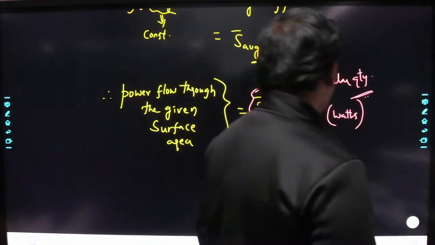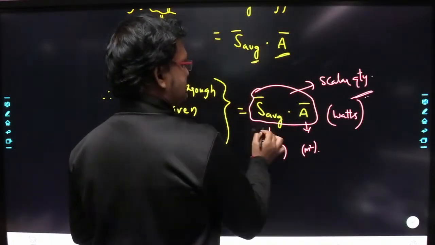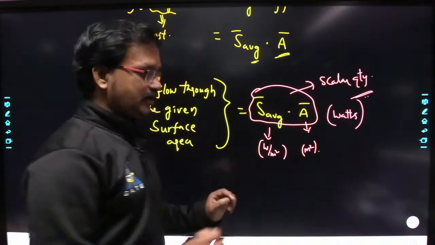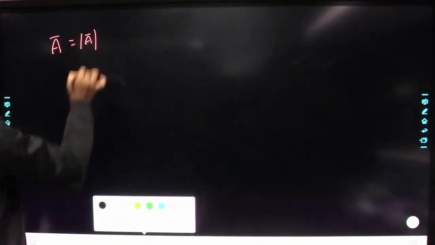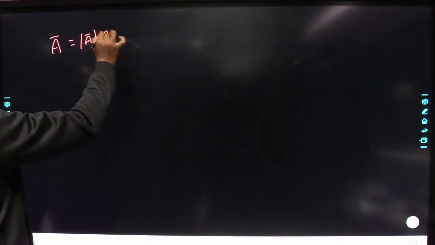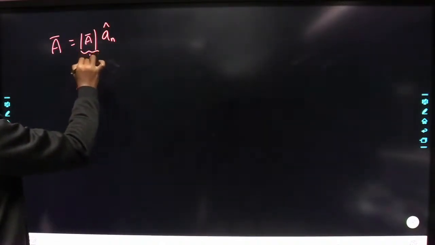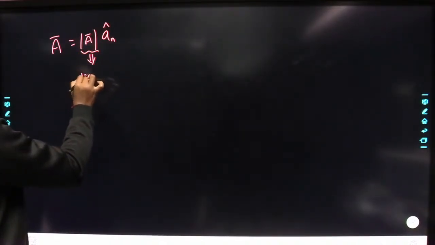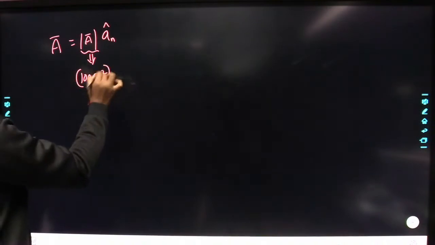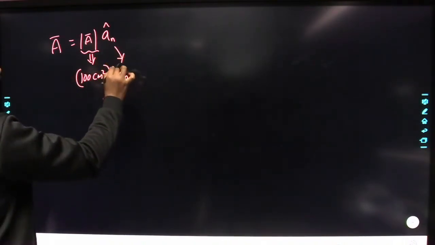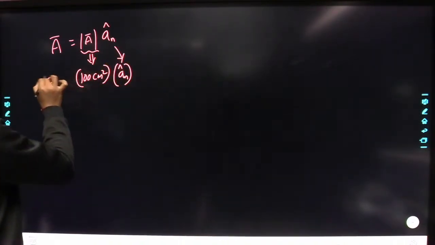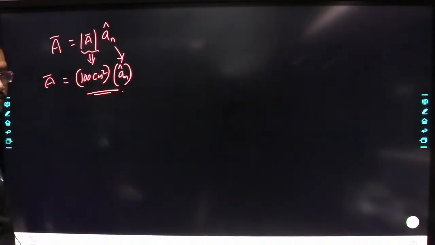Right. So now our task is, we have already determined S average. Now our task is to determine A bar. So how can you determine A bar? A bar is equal to the magnitude of A bar, which we know, and the direction is given by AN cap. The magnitude they have also given: 100 centimeter square, right? So you just have to determine this AN cap. If you determine this AN cap, then the problem will be completed.